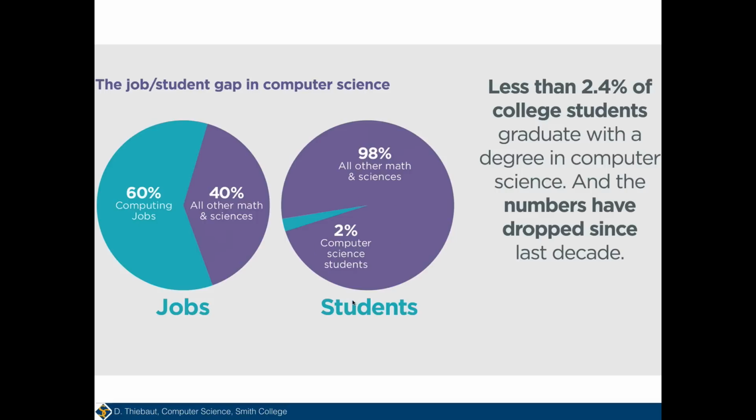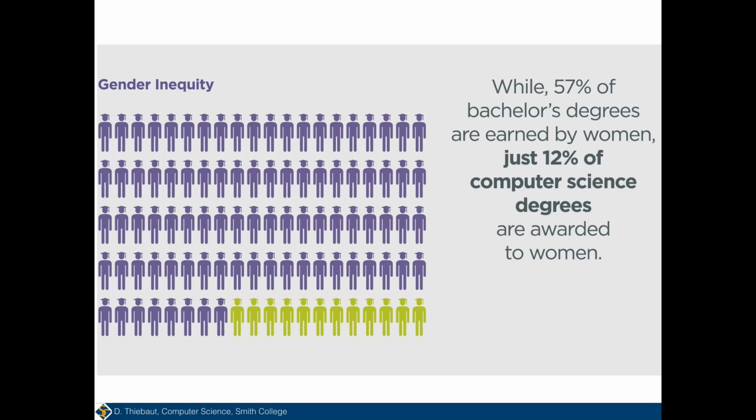But that's what's happening now in terms of the number of computer science degrees. It's way too small compared to just STEM and other science fields. So very, very small. And moreover, if you look at the proportion of men in blue to women in green, it's about 12%. 57% of bachelor's degrees are earned by women, but only 12% in computer science. So of the computer science degrees, only 12% are given to women. So Smith is in an ideal position to make a difference here.